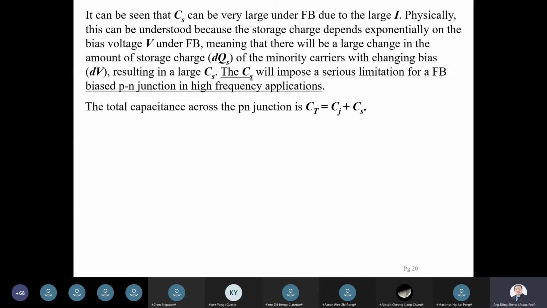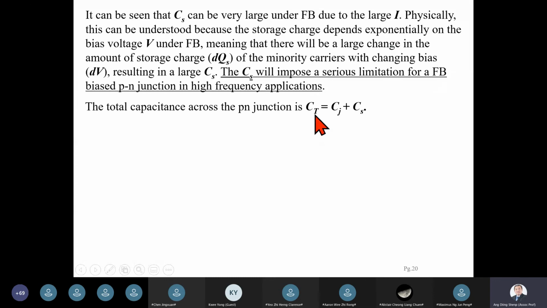Now, since CS is proportional to QP for P plus N, and it is proportional to I, the total current flowing across the PN junction under forward bias, and I is typically large, CS can be very large under forward bias. In fact, CS depends exponentially on the forward bias voltage, meaning that there will be a large change in the amount of charge stored when you change the forward bias by a small amount.